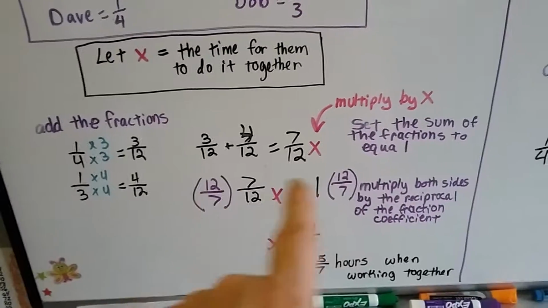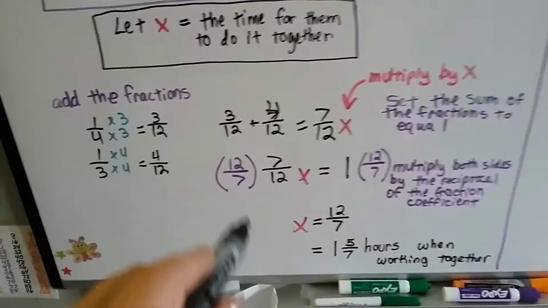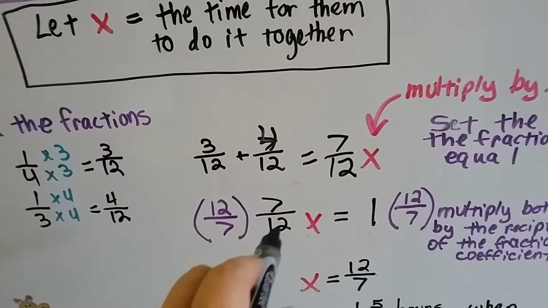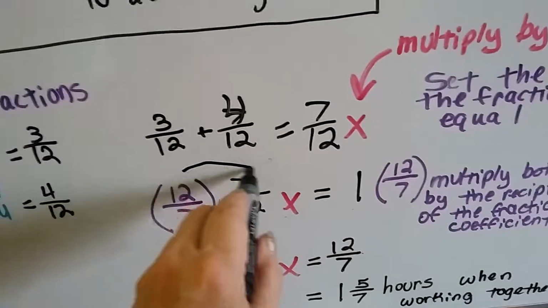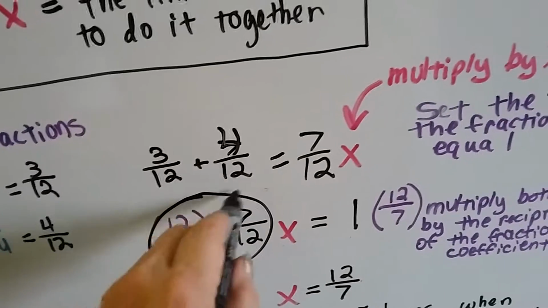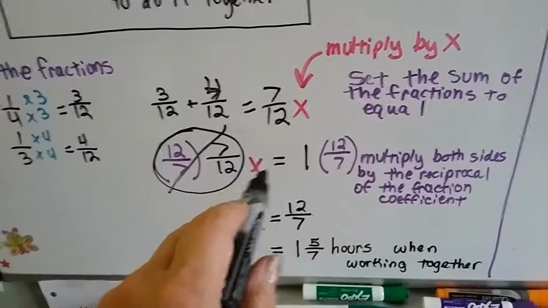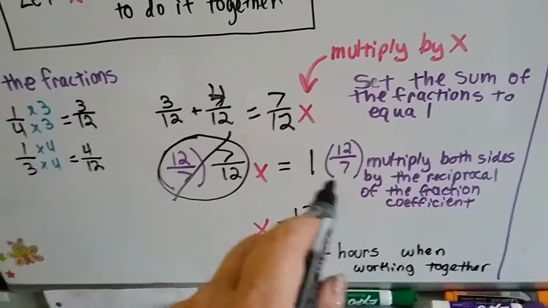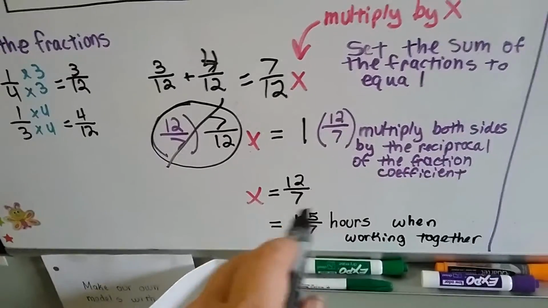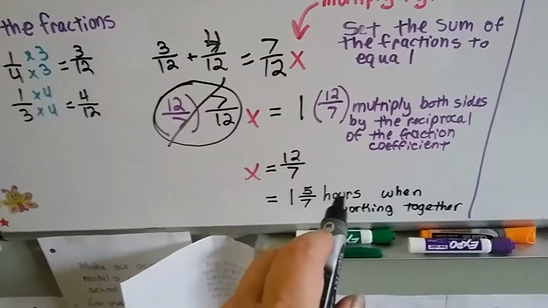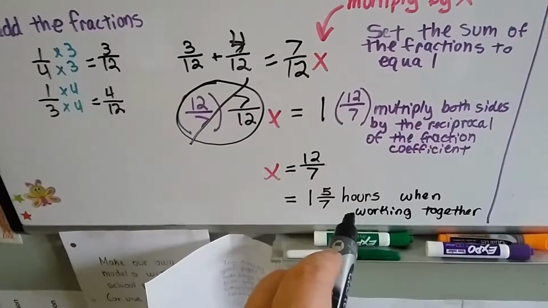So we're going to multiply both sides by the 12/7. 12 times 7 is 84, and 7 times 12 is 84. So we got 84 over 84, and that canceled this out to be 1. So now we've just got x equals 1 times 12 over 7, which is 12 over 7. We simplify the 12 over 7, and it comes out as 1 5/7 hours when working together.